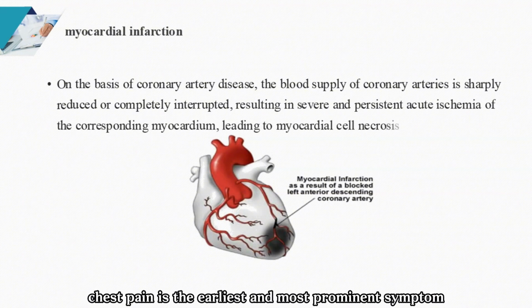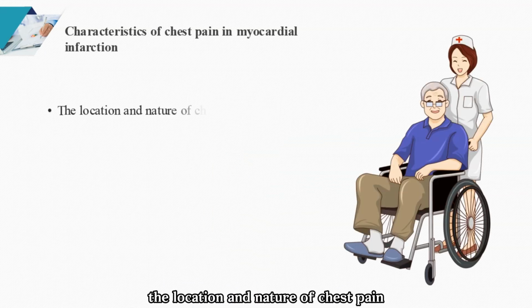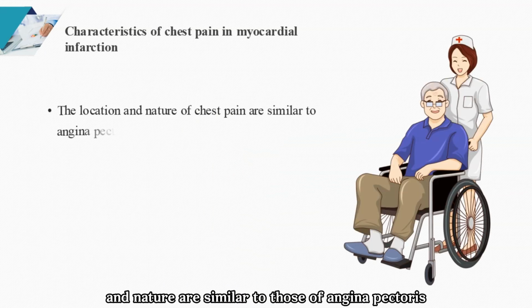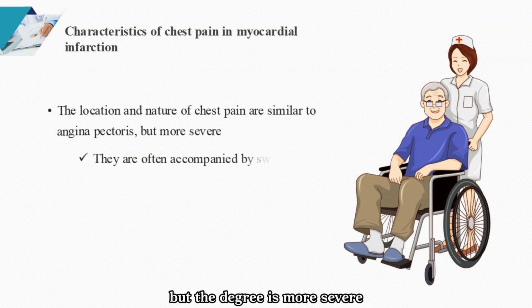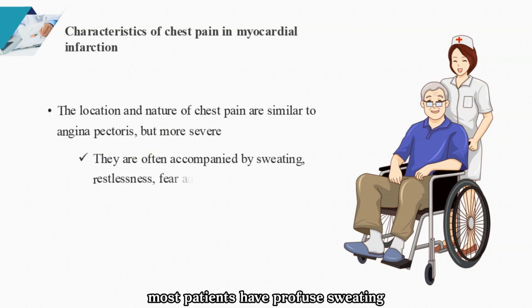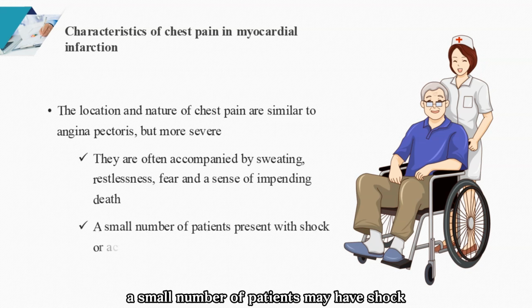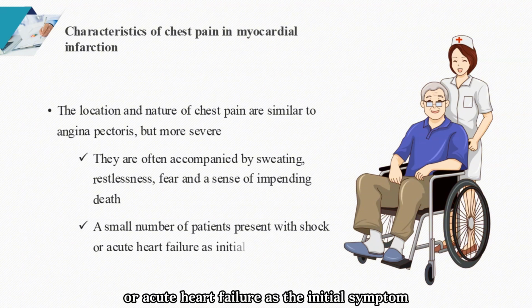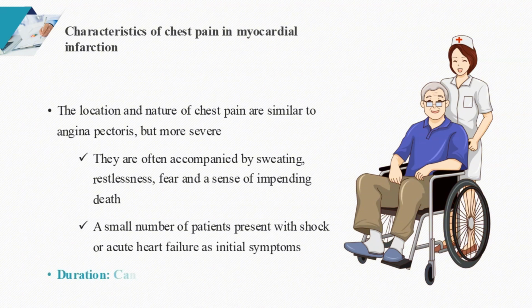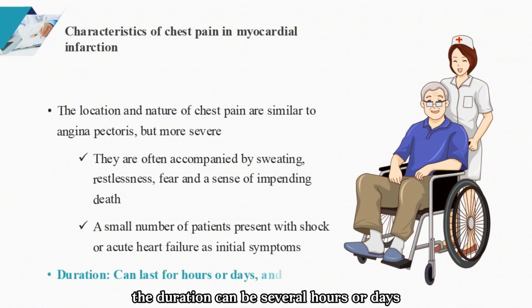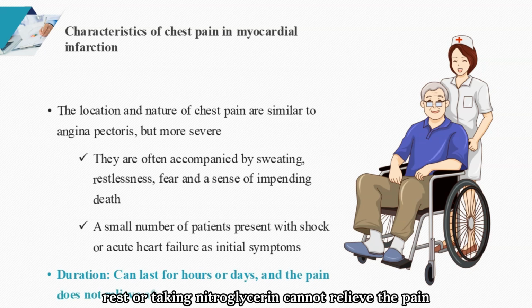Chest pain is the earliest and most prominent symptom. The location and nature of chest pain are similar to those of angina pectoris, but the degree is more severe. During the pain, most patients have profuse sweating, restlessness, fear, and a sense of impending death. A small number of patients may have shock or acute heart failure as the initial symptom. The duration can be several hours or days. Rest or taking nitroglycerin cannot relieve the pain.